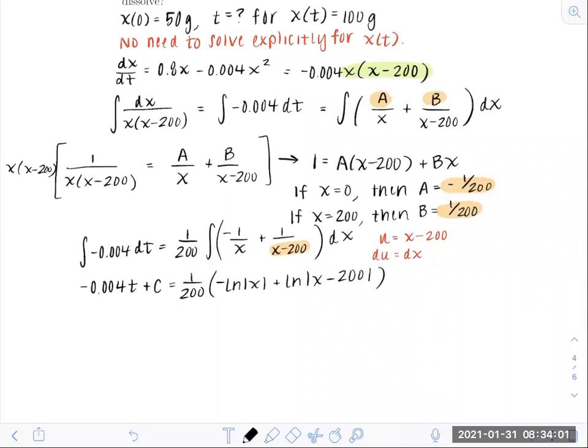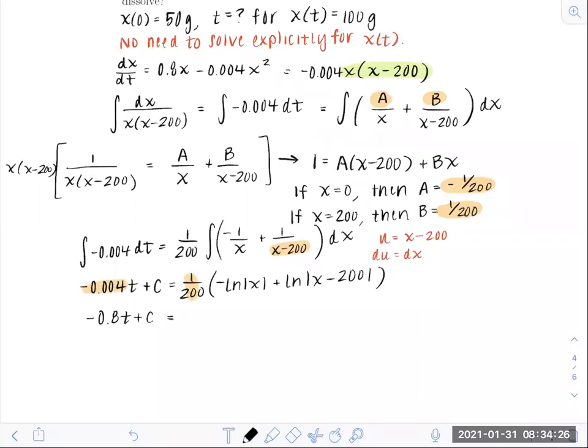All right. And then what I'm going to do here is I'm going to take this 200 and multiply it over to the other side. I will absorb it into the C. So if I do that, 200 times 0.004 is going to get me back to that 0.8. And here you could write 200C, but that's just another constant itself. So I'm going to absorb it.